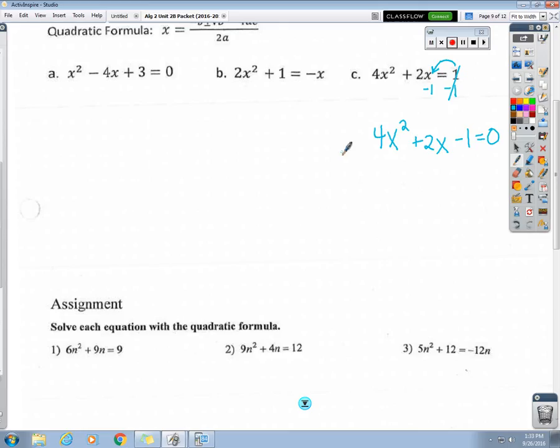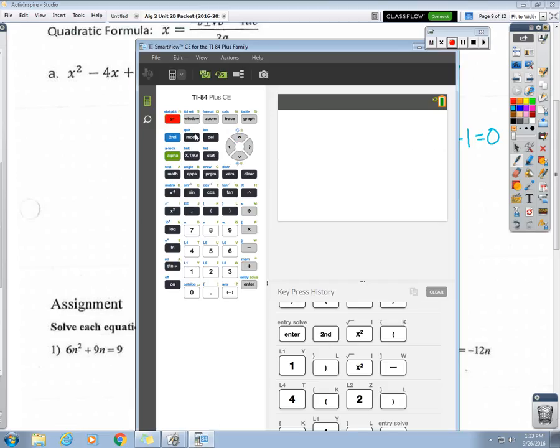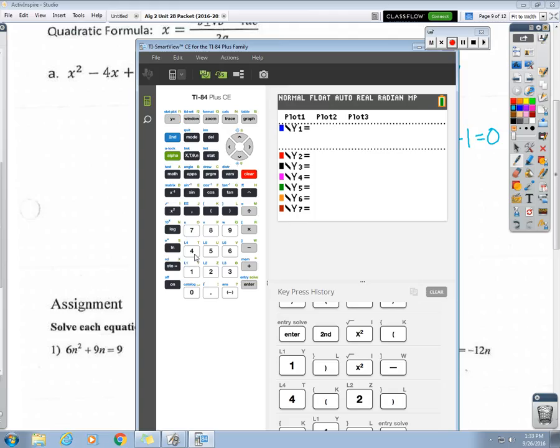Also, something I didn't mention with the last problem: doesn't it make sense why it ended up not crossing the x-axis when we graphed it, because your answer was complex? Let's go ahead and graph this one and just see what it looks like. 4x squared plus 2x minus 1.